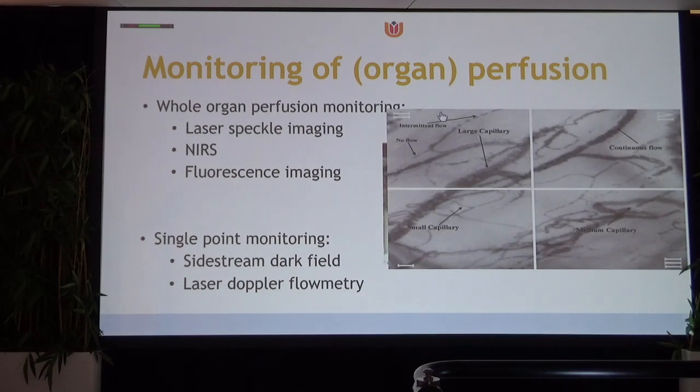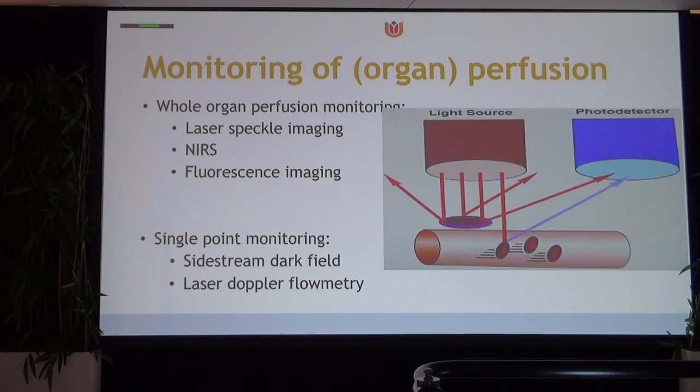Of course, single point monitoring has been discussed a lot by former speakers. It's the sidestream dark field imaging, which is based on the fact that a red blood cell absorbs the light, so the black are all the red blood cells, and you can really nicely get an overview in detail of the microcirculation. Laser Doppler flowmetry is also used in practice, which is based on the Doppler shift, and you can actually measure the speed of red blood cells.